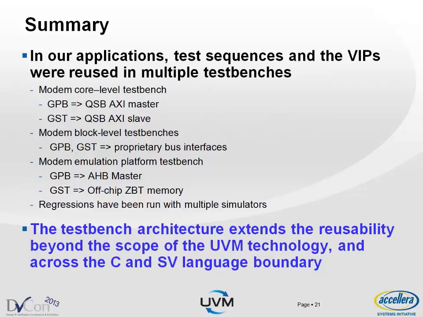And then we also have an emulation platform, and we built a test bench in order to run some simulation there and to support the lab debugging. The GPP was mapped to the HP master, and the GST was mapped to the off-chip ZBT memory transactions. And we have run so many thousands of regressions with this test bench architecture and with multiple different simulators, and it's really running pretty stable. So the last point is that the test bench architecture extends the reusability beyond the scope of the UVM technology and also across the C and the system language boundary.